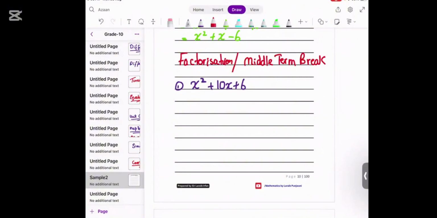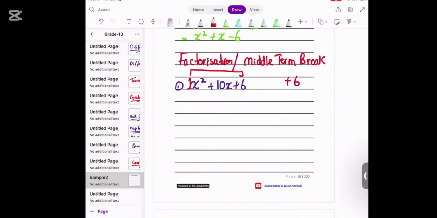You can see that this is basically a quadratic equation. So what is a quadratic equation? When the highest power is 2, that is considered a quadratic equation. This is a simple basic rule. I hope you know the quadratic, that's why I just started with the questions. Now how to apply middle term break? If there is no number, this means that there is 1. So the first number will multiply with the last number.